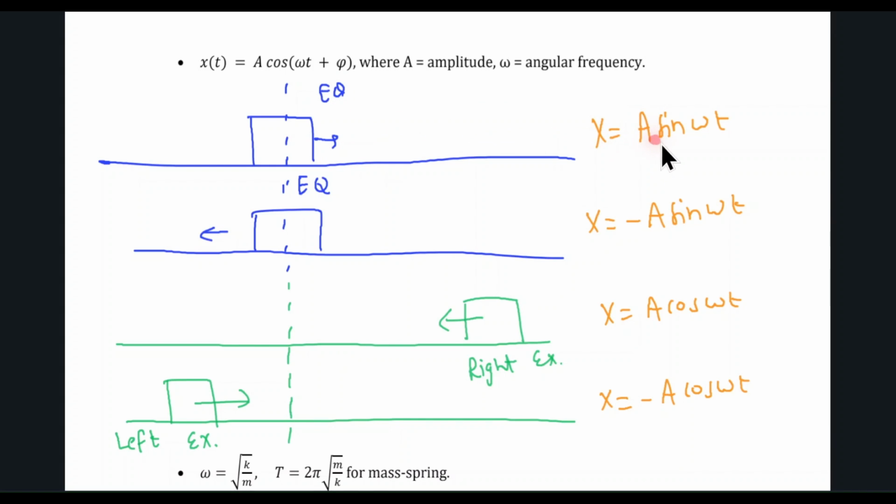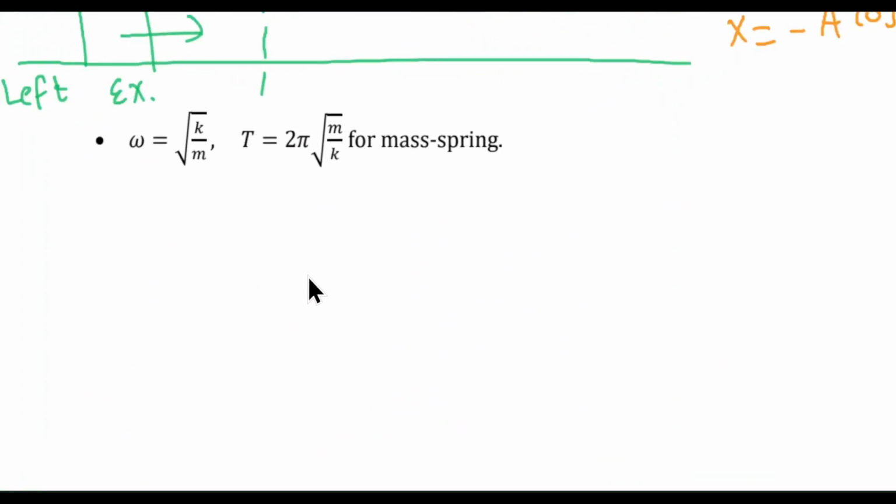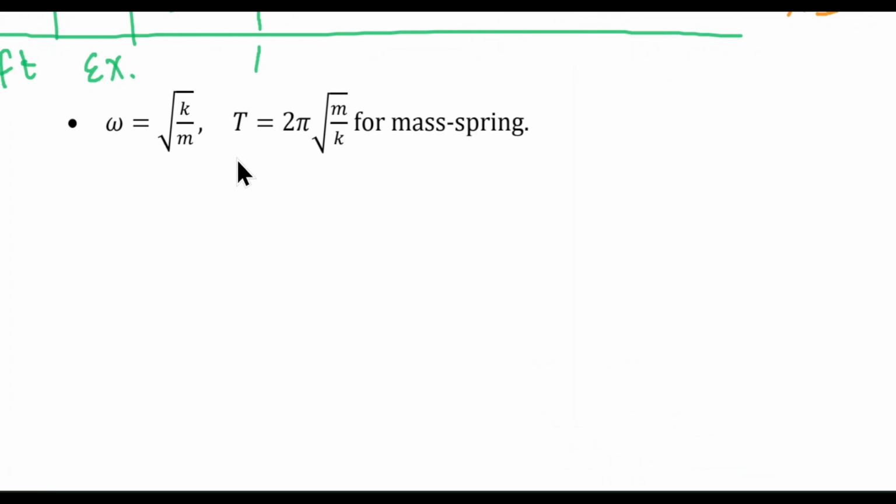Equilibrium going to the right will be A sin omega t. This will be minus A sin omega t. This will be A cos omega t, and this will be minus A cos omega t. The two popular systems that we have are spring mass, doesn't matter whether that's horizontal or vertical. The time period is 2 pi root m over k, and omega is root k over m. There's another thing called frequency, which is just the reciprocal of time period.